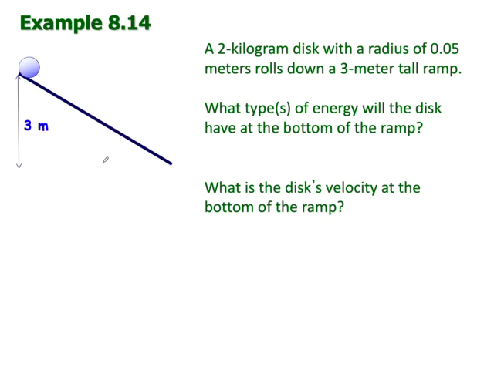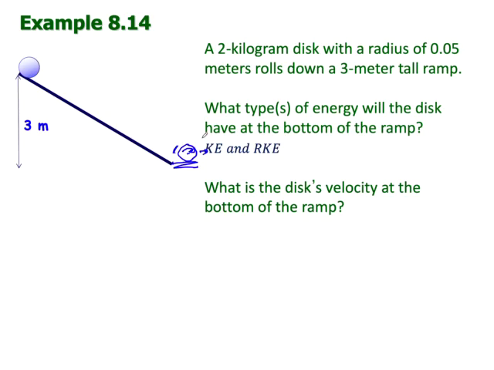The more likely problems you're going to run into are these. So in this case, we've got a disk that's a cylinder sitting at the top of a 3-meter tall hill, and it's going to roll down and then roll across this horizontal piece down here. The question is, when it gets down here, what kind of energy will it have? And you're like, oh, duh, kinetic energy. Yeah, but it's also going to be rotating. So it's also going to have rotational kinetic energy. And you might say, wait, Mr.